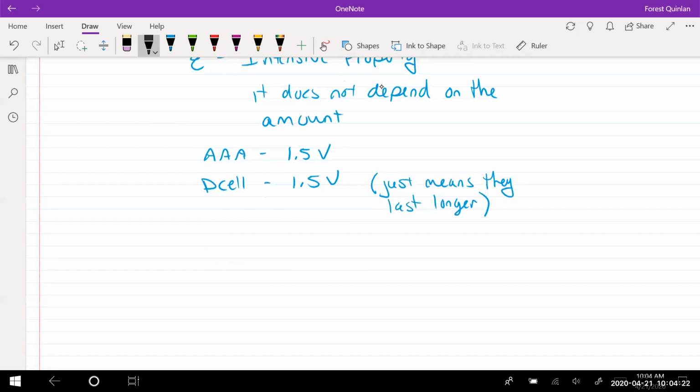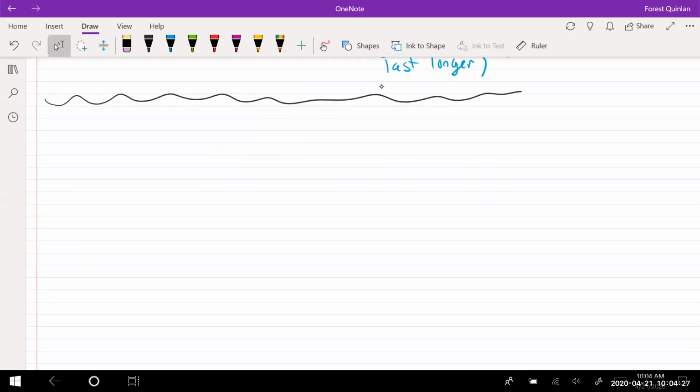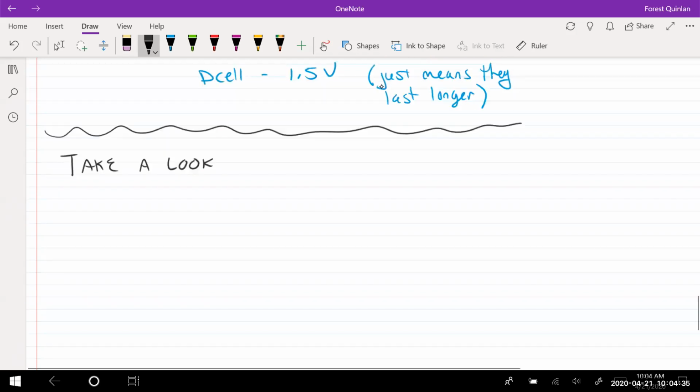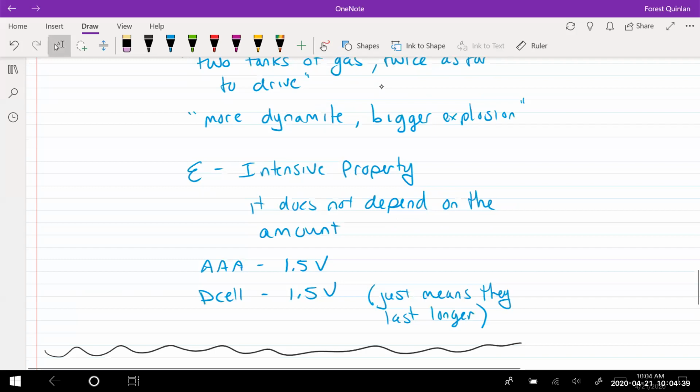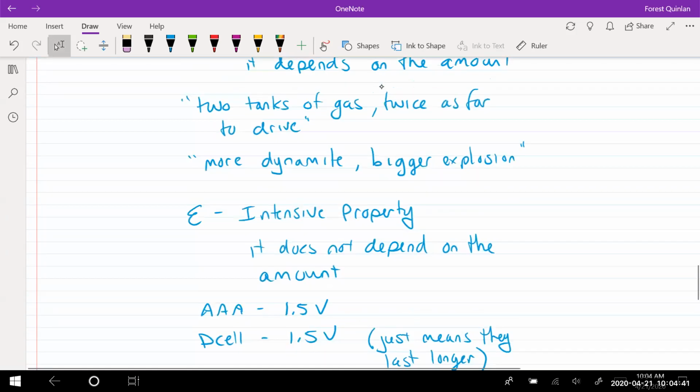Okay, take a look at that first one. Let's take a look at enthalpy. Forrest, can you scroll back up? You had frozen for a little bit. Oh, yeah, sorry about that. A little more? No, that's fine. That's fine, okay.